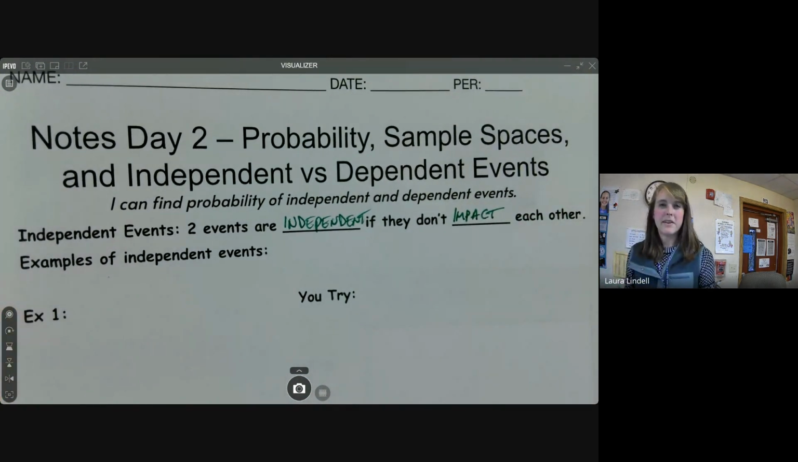I always say impact because I'm never sure if it's affect or effect. And yeah, so anyways, if they don't impact each other, it's a lot easier that way.